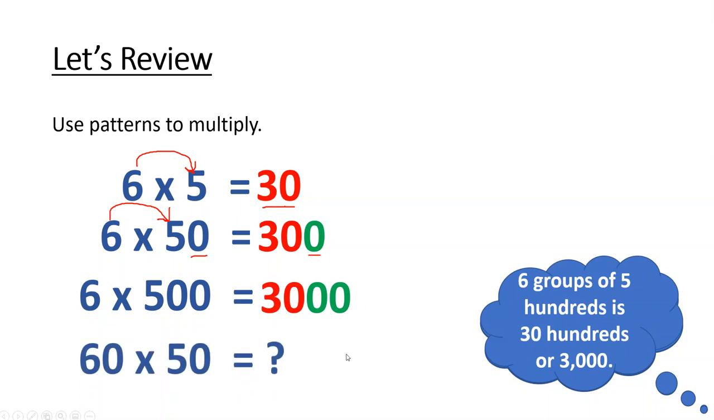What about this? 60 times 50. Still have that 6 times 5. 60 groups of 5 tens. It's 30. Times 10 is 300. Times 10 more.